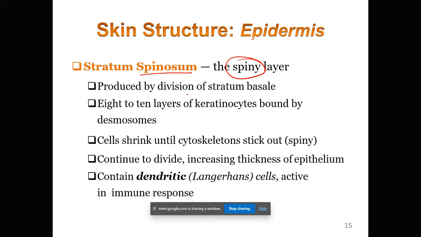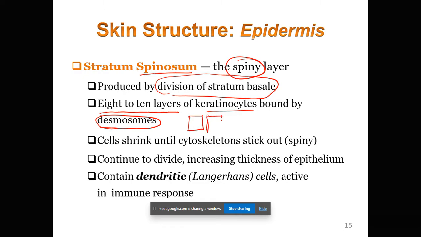So it is produced by division of the stratum basale. Okay, understand this very clearly: all of the layers in the epidermis are produced by the cells of the stratum basale. So how many layers? That is 8 to 10 layers of keratinocytes bound by desmosomes. Okay, so desmosomes are between the adjacent cells.